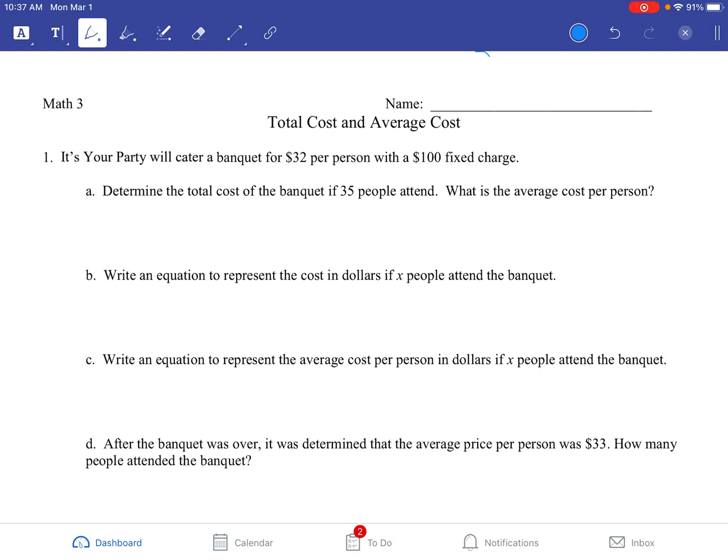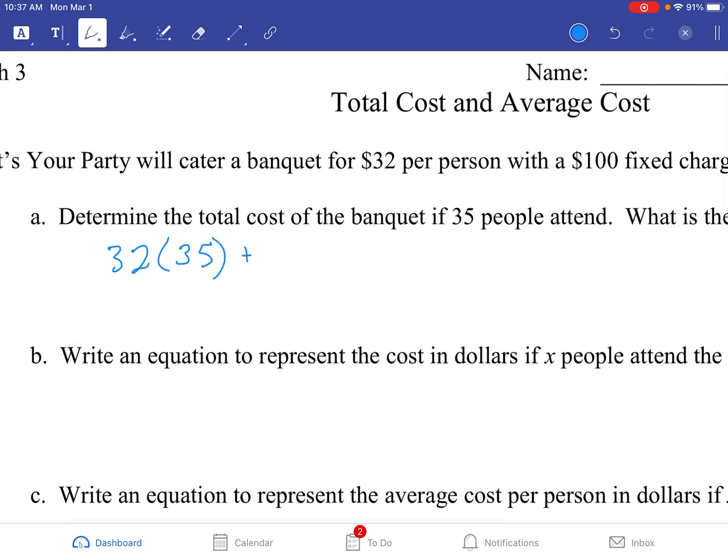So for part A, determine the total cost of the banquet if 35 people attend, and what is the average cost per person. So let's look at this. The total cost based on 35 people. How we do this, we take the $32, multiply it by 35 people, and add 100 to it. This will give us the total cost of the banquet. So 32 times 35 plus 100 is 1,220. That's how much it's going to cost to have the banquet if 35 people come.